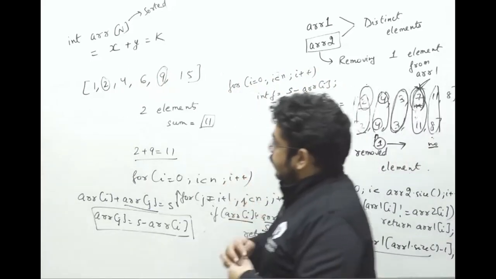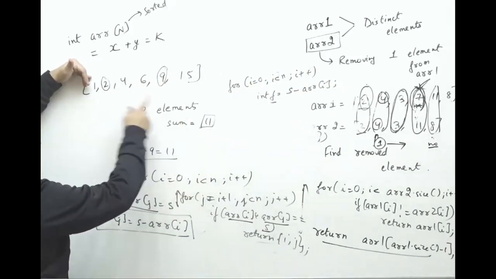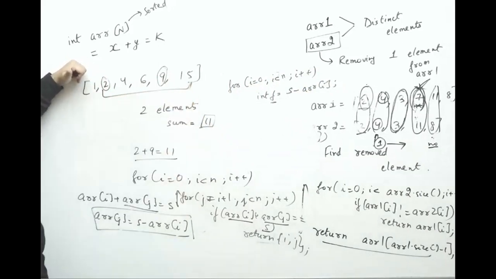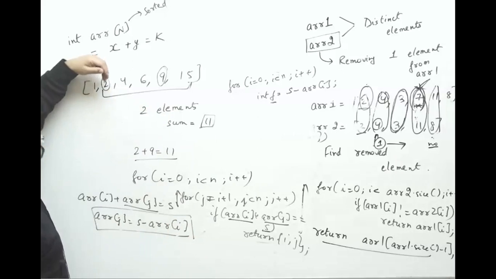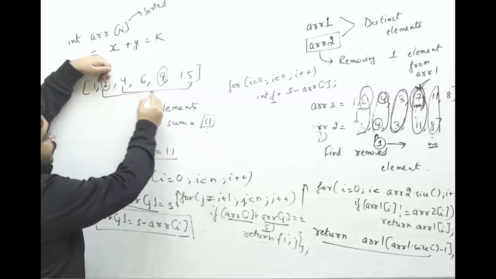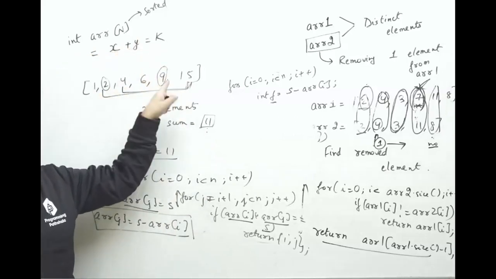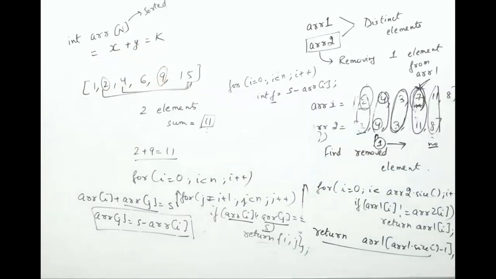So essentially what I will do is I'll first fix 1. I want to get 11. I'll do 11 minus 1, 10. Can I find 10 in the remaining array using binary search? Answer is no. Then I'll look at 2. I'll say 11 minus 2 is 9. Can I find 9 in the remaining array using binary search? Answer is yes. So I get my pair. Is the idea making sense to everyone?